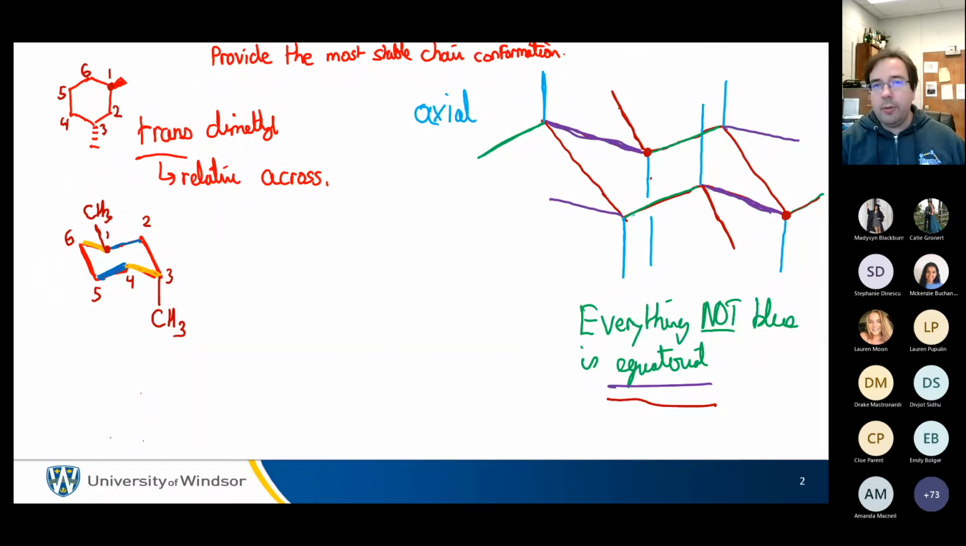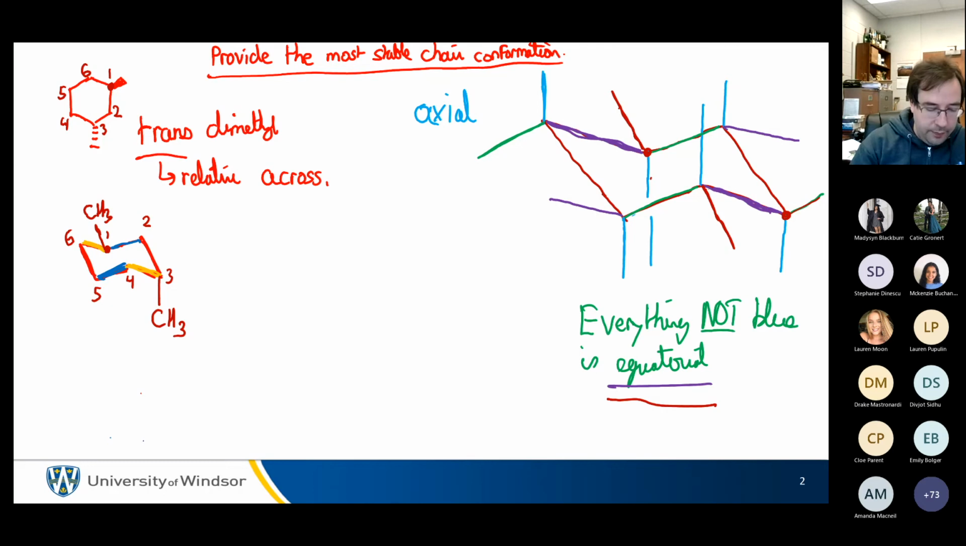So let's just worry about the chair first, then we're going to worry about the boat. So here's one chair, but I said provide the most stable chair conformation, and you can't do that if you've only drawn one chair. So you have to draw the other chair. So this is my how to cheat at drawing chairs. There's a bunch of ways you can do this.